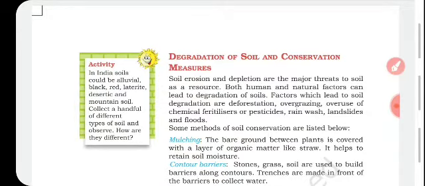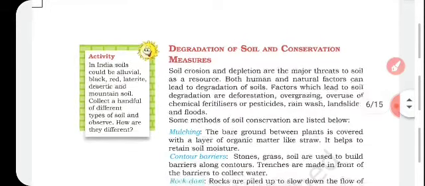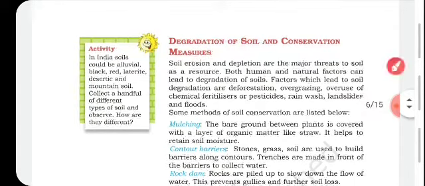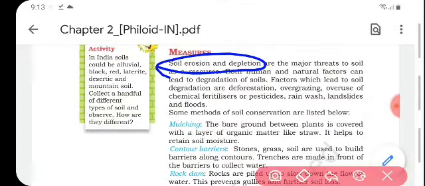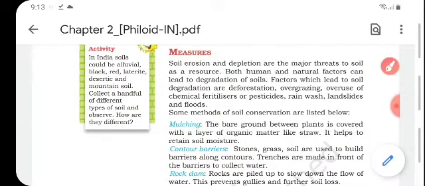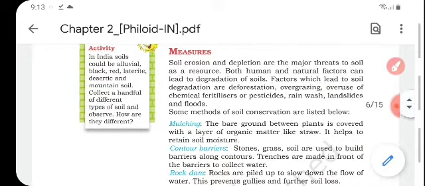Soil erosion and depletion are the major threats to the soil as a resource. They are the two main things: one is depletion and another is erosion. Both human and natural factors can lead to degradation of soil.